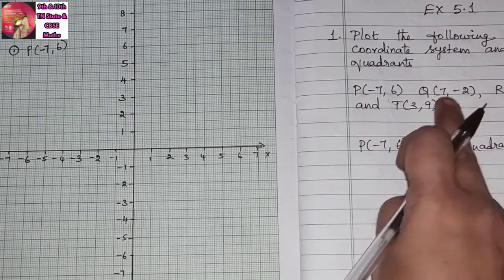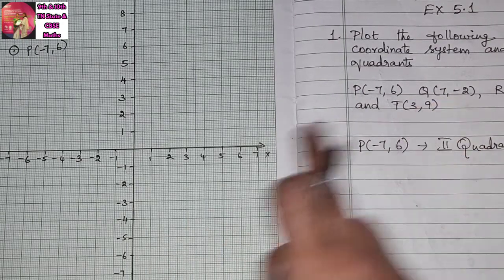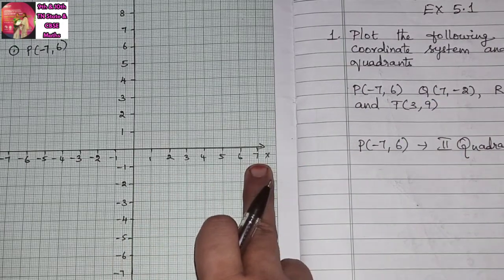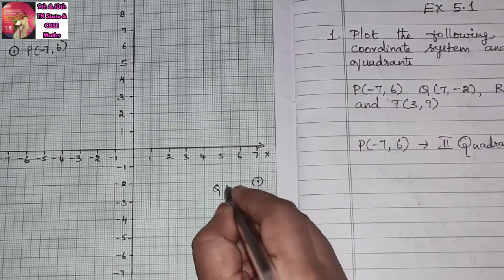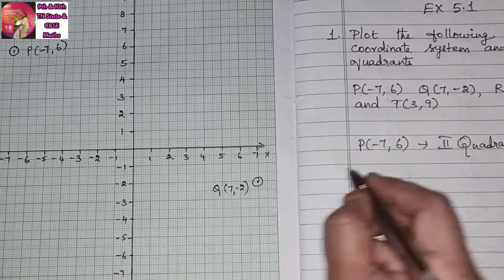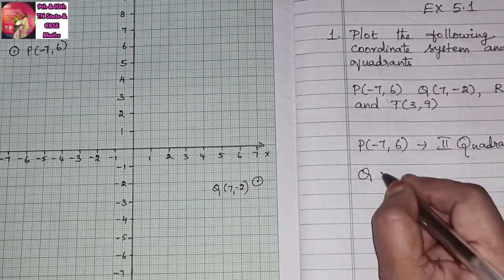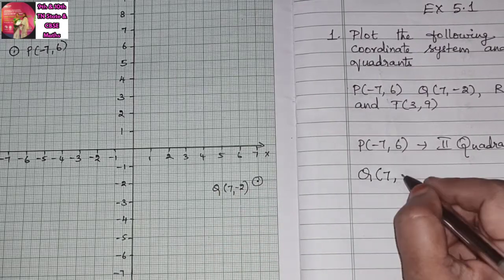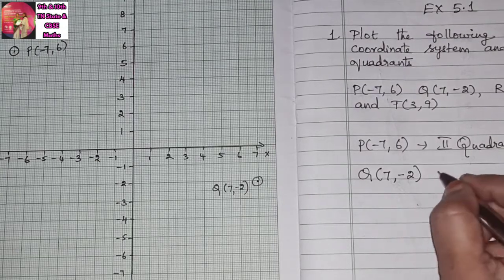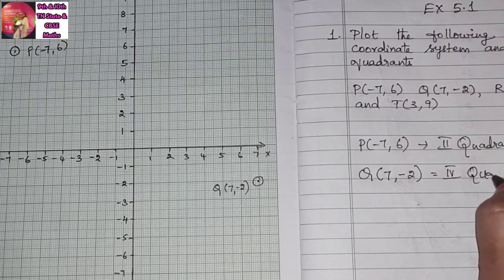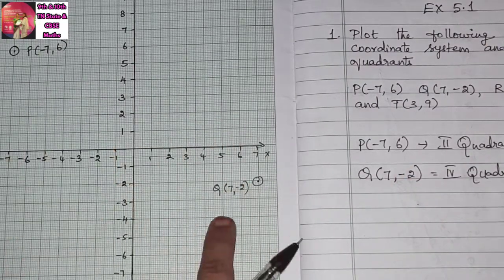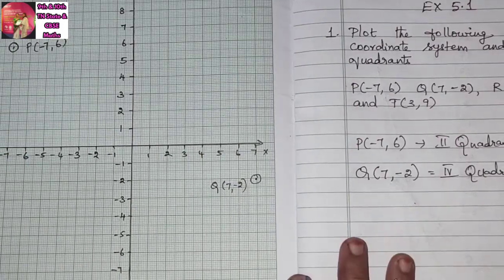Then Q is 7, minus 2. So 7 on the x-axis and minus 2 on the y-axis. So that is Q, 7, minus 2. Q 7, minus 2 will be in the fourth quadrant. So this is 1, 2, 3 and then 4. We get this point in the fourth quadrant.